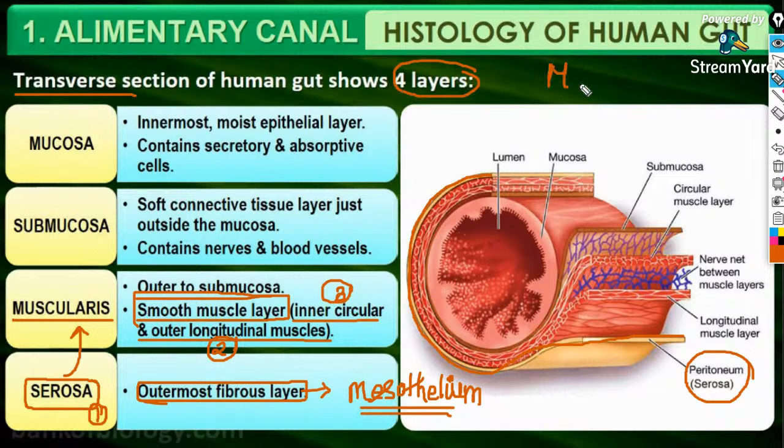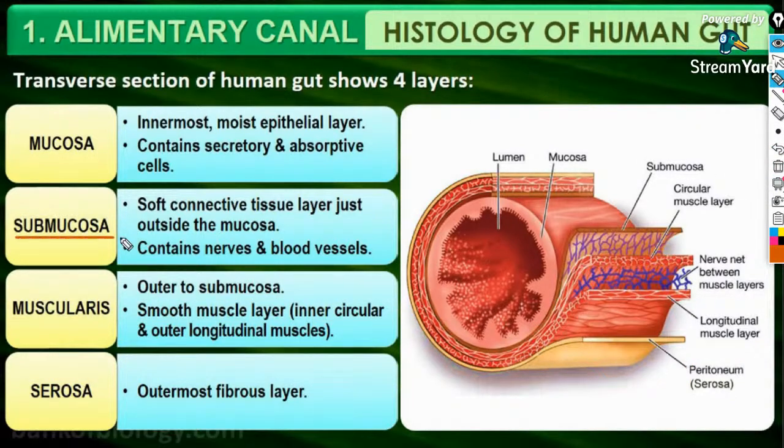This is a previous year MCQ question: arrange the parts of the human alimentary canal from inner to outside. In one year, both versions have been asked, from inner to outside and from outer to inside. So you have to study this. The outer layer is the longitudinal muscle, and the inner is the circular muscle.